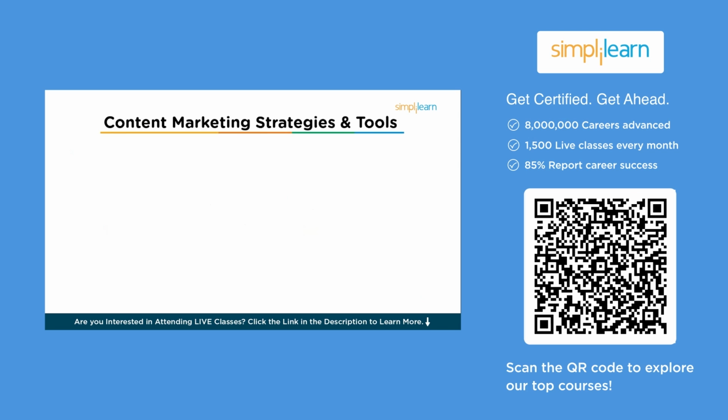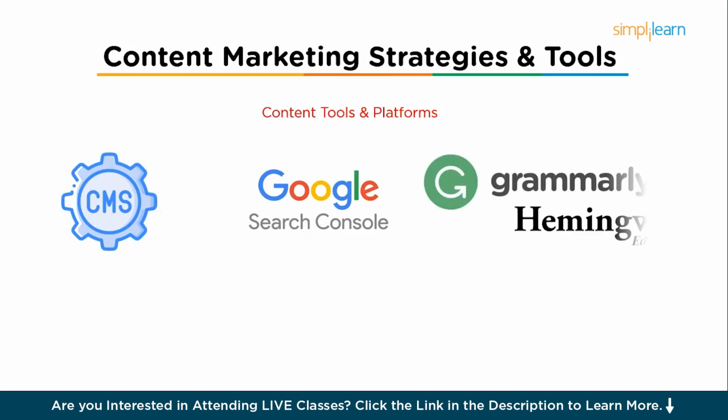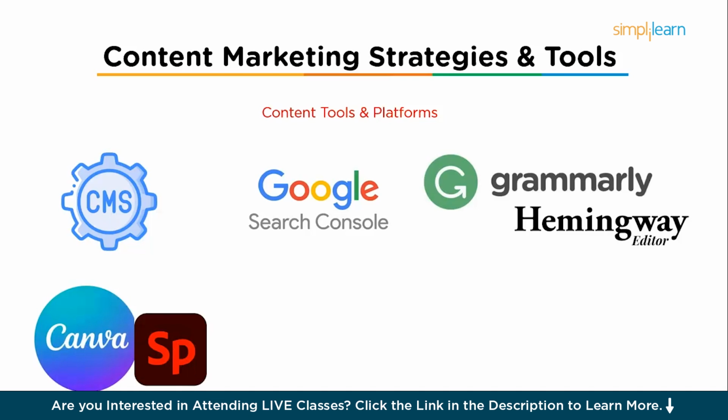Content tools and platforms. Content management systems, CMS, WordPress, HubSpot, and Drupal allow easy content creation, editing, and publishing. Google Search Console identifies which content performs best in search and highlights keywords your site ranks for. Then comes Grammarly and Hemingway Editor. This will help you improve readability and grammar. Then comes Canva and Adobe Spark. It will create visually appealing graphics to enhance content.